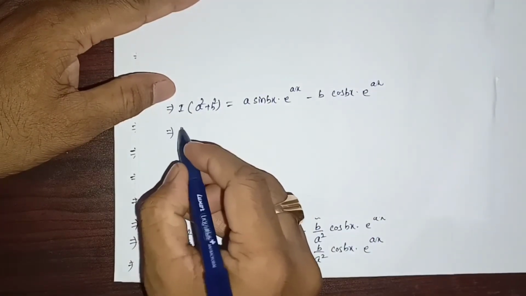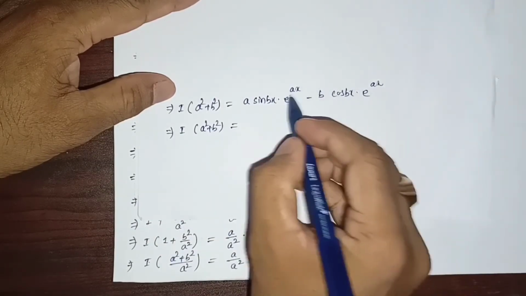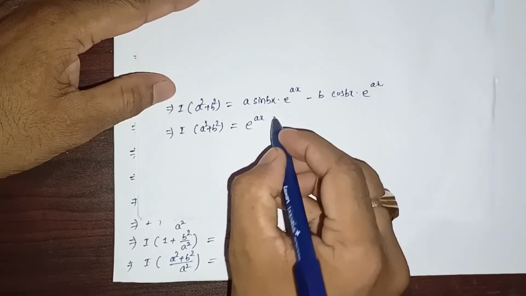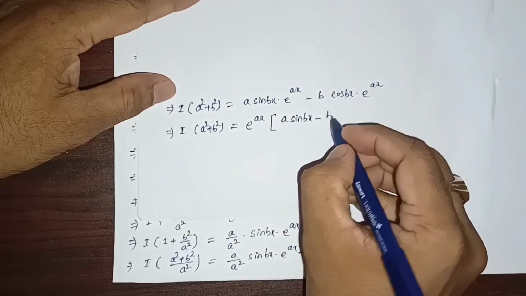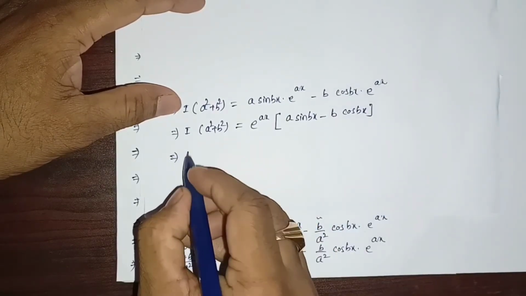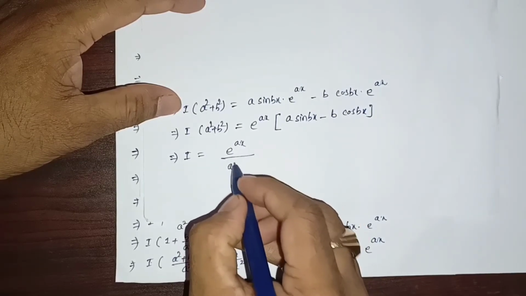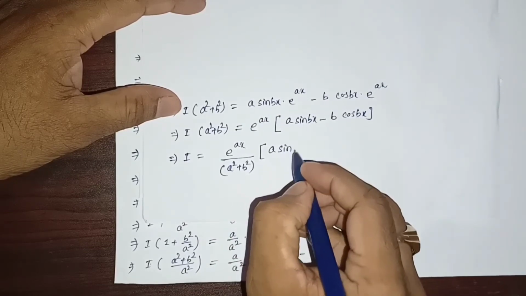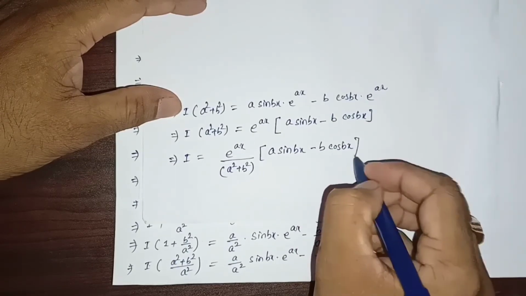So I into a square plus b square, here e to the power ax is the common term with both these two terms, so e to the power ax taken outside, we get a sin bx minus b cos bx. Okay, so that implies I will be equal to e to the power ax by a square plus b square whole into a sin bx minus b cos bx.